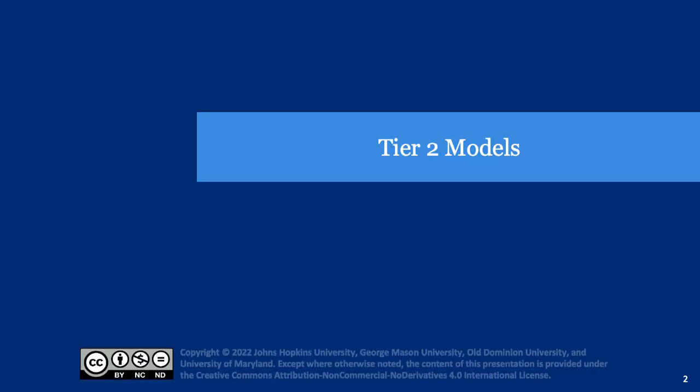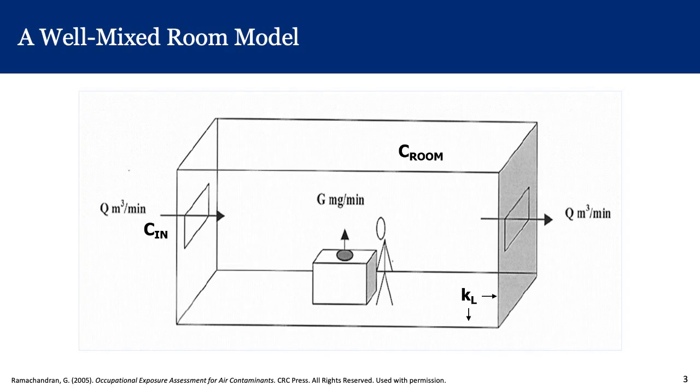Now we move on to what are called tier 2 models, and we'll start off with a discussion of the simplest model in this tier, namely the well-mixed room model. And this figure shows conceptually what the model scenario looks like.